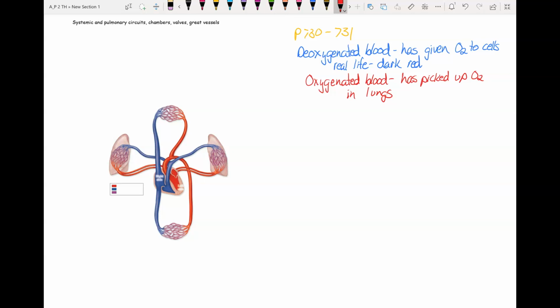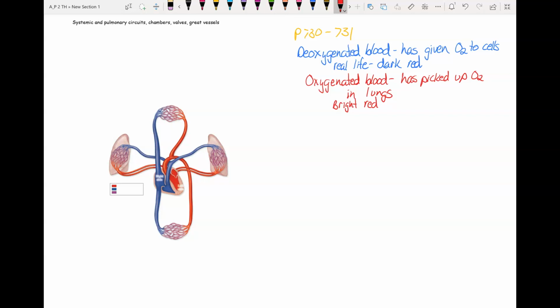And your blood is never blue. It's either dark red if it has low oxygen, and oxygenated blood is bright red. So oxygen does increase the redness of the blood. The more oxygen in your blood, the brighter red it is.